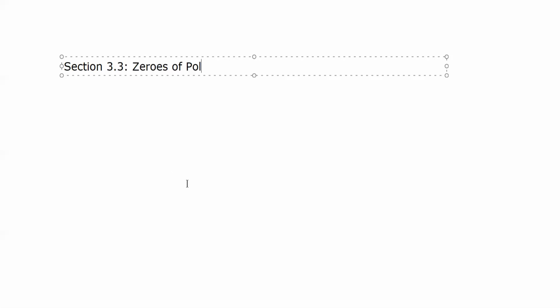So, moving on, and again, we will see some examples of synthetic division here. Zeros of polynomial functions.